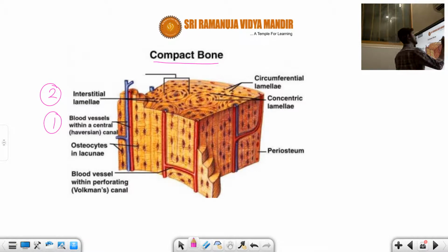The third one is circumferential lamellae. So what is that? The blood vessels within a central cavity is a Haversian canal, interstitial lamellae, and circumferential lamellae. So these are the three types of lamellae I am going to teach you today.